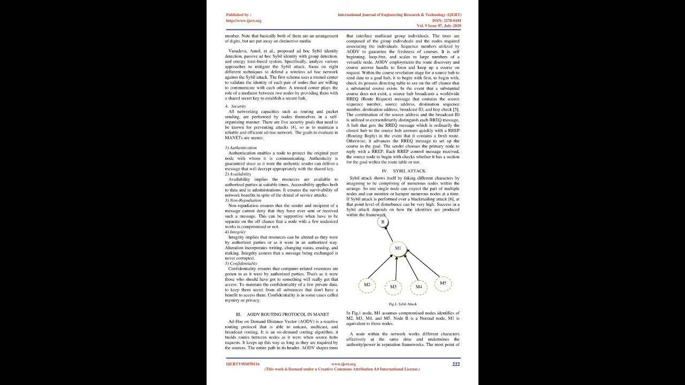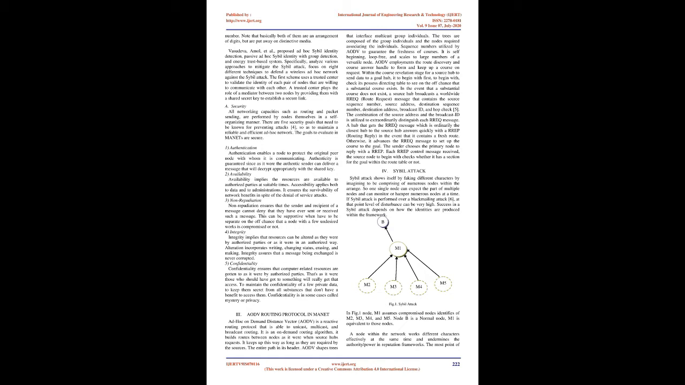This arrangement expects that there's an uncommon trusted third party or central authority, which can confirm the legitimacy of each member, and further issues certification for the fair one. In reality, such certification can be an extraordinary equipment gadget or an advanced number. Note that basically both of them are an arrangement of digits, but are stored on distinctive media. Vadivel, A.M.L., et al. proposed ad hoc Sybil identity detection, passive ad hoc Sybil identity with group detection, and an energy trust-based system. Specifically, they analyze various approaches to mitigate the Sybil attack, focusing on 8 different techniques to defend a wireless ad hoc network against the Sybil attack.